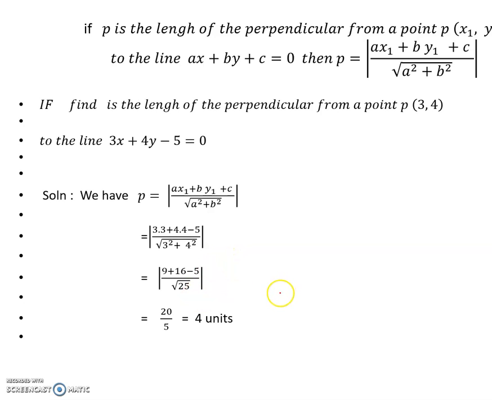So in this way we have covered today's lecture about the acute angle and the perpendicular distance. Lecture is over.